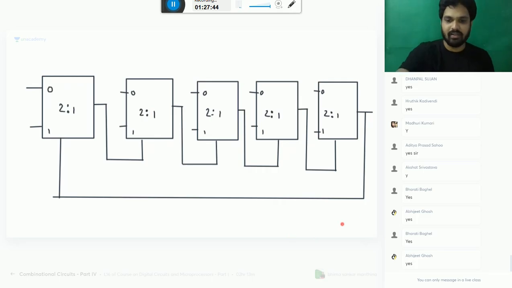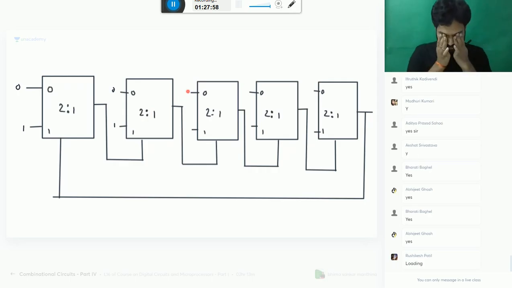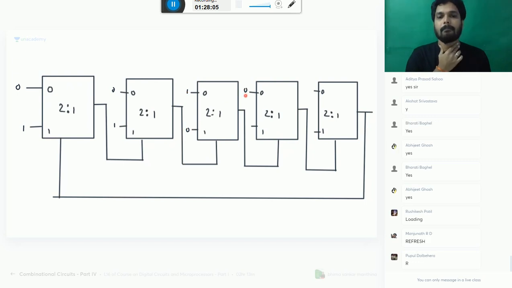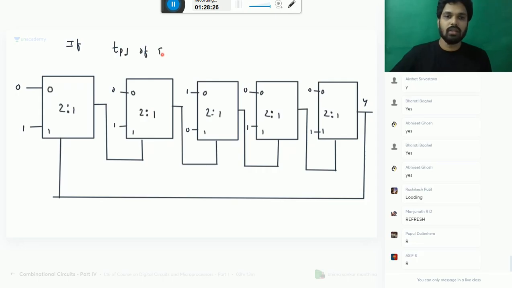Okay, get ready, I'll make the question. Okay, if time period t equal to, I'm sorry, if TPD of each, I want to refresh or does Rishi need to refresh? I need to refresh? Okay.